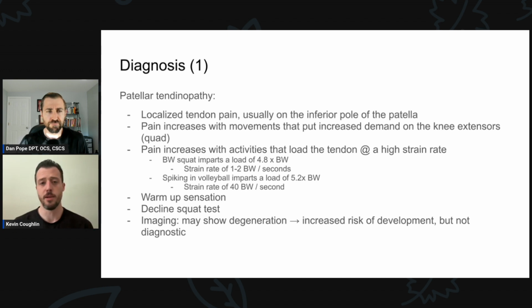And then some jumping with that, maybe to see if that bothers the tendon. And then imaging, probably not something we need to do to diagnose. There may be some degeneration showing up on the imaging. We do find that if you don't have tendon pain, but you do have tendon degeneration or tendinosis, that you do have an increased risk of developing tendinopathy. But it's not something we're going to use diagnostically. So just keep that in mind.